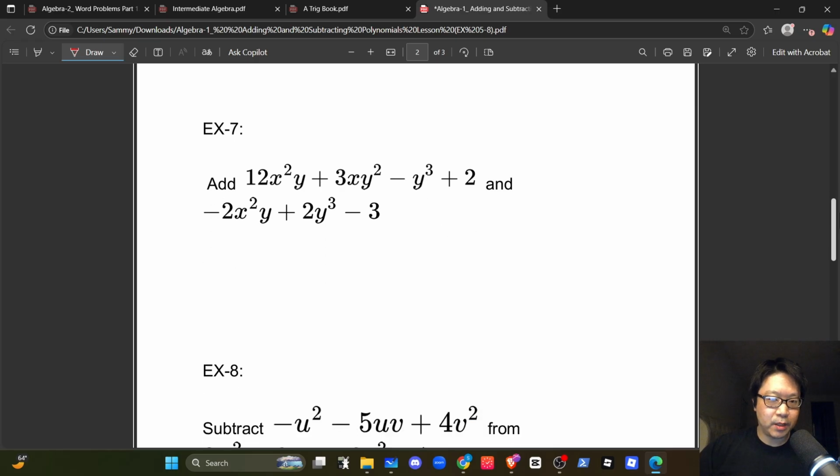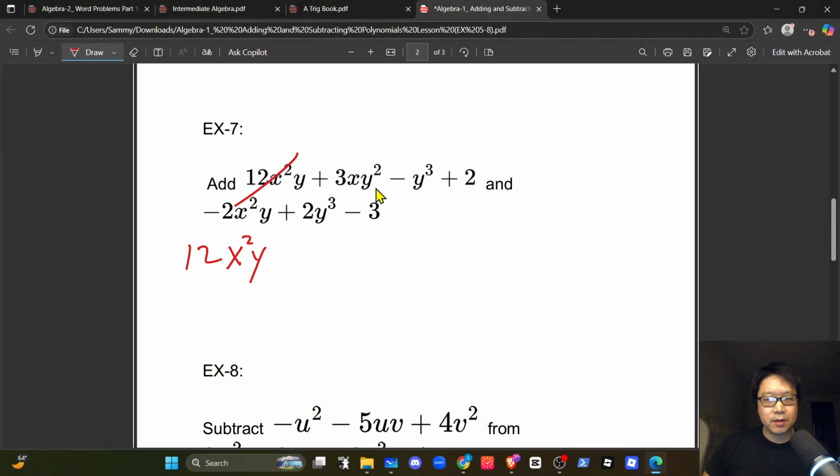Moving on, let's try example 7. So this tells us to add 12x squared y plus 3xy squared minus y cubed plus 2 and negative 2x squared y plus 2y to the third minus 3. Okay, so all we're doing here is thinking of it as combining like terms. So does 12x squared y have a like term? It does not. So you can just pop it out. So that one goes away.